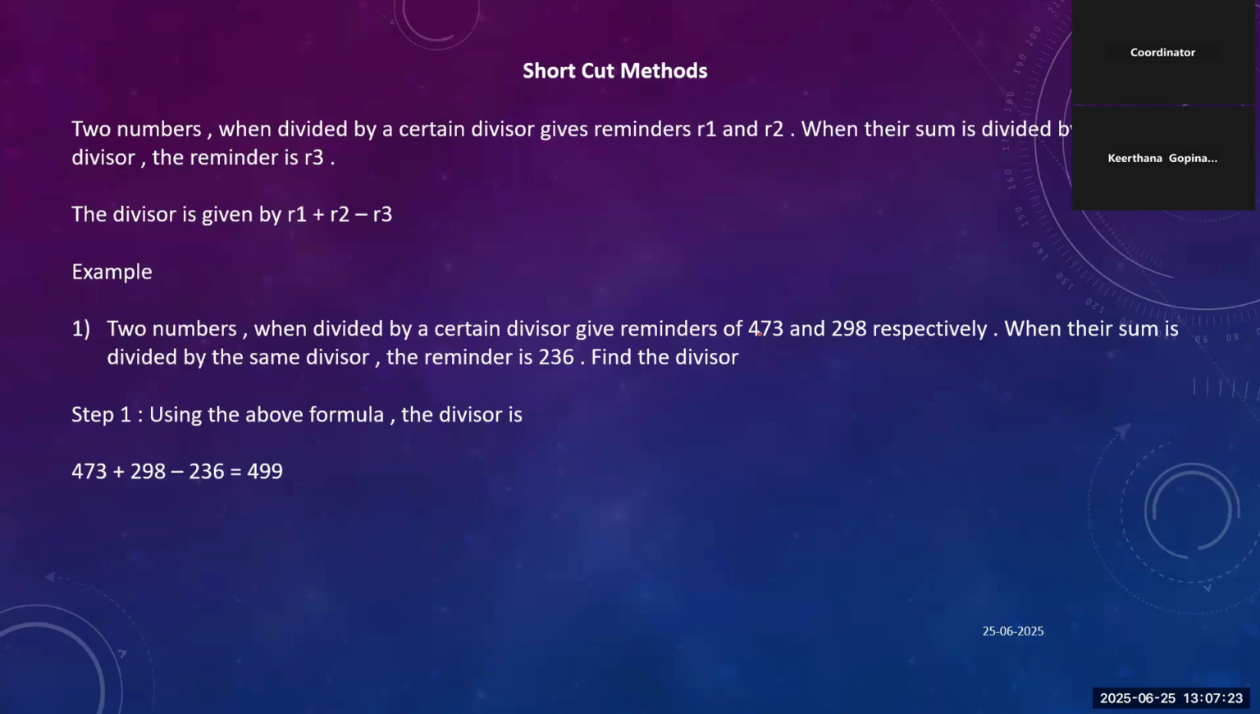So the remainders are 473 and 298. But when the sum is divided by the same divisor, the remainder is 236. What is the divisor? It is 473 plus 298 minus 236. That is 499. So the divisor is 499. That's all. Are you able to understand this?